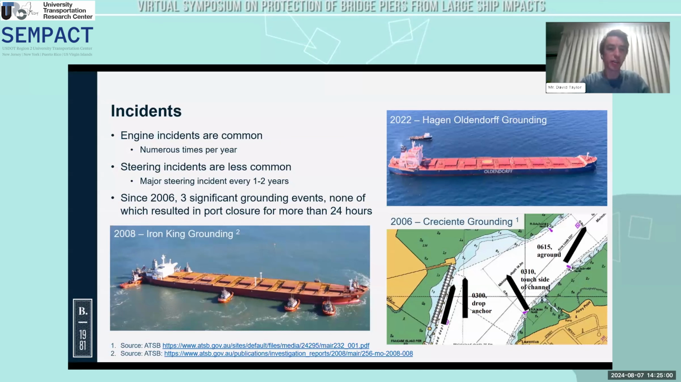Steering incidents are far less common, but major incidents occur on a frequency of about every 1 to 2 years. And so we now have a catalogue of about 20 years of actual data from the port, where we are able to define the frequency of steering-related incidents, including for specific areas of the transit or within the channel. So the potential drivers for a channel blockage incident occur relatively regularly, but obviously not all of them result in a vessel grounding.